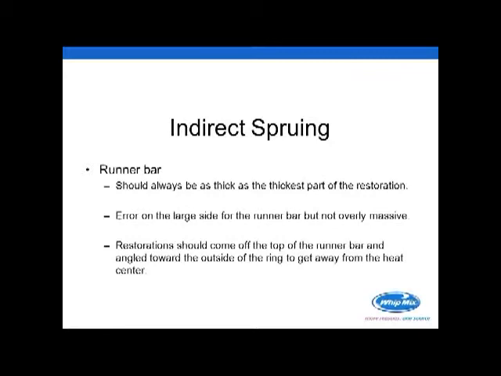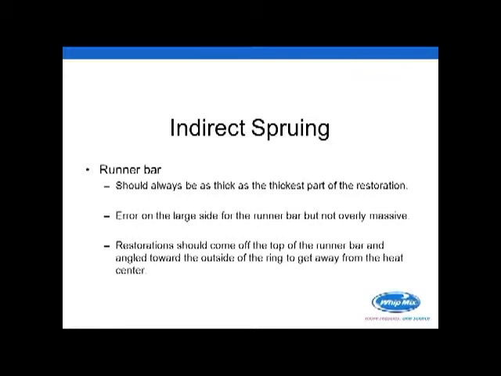The restoration should come off of the top of the runner bar, but also be angled toward the outside of the ring to get away from the heat center. If you stand them straight up and down on your runner bar, you're going to have problems, and we'll show you some of those in a minute.